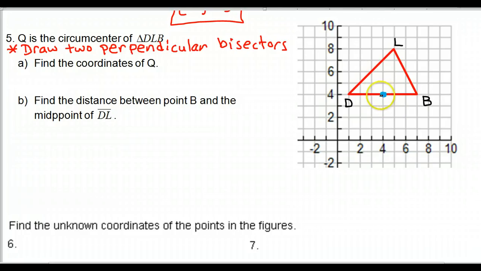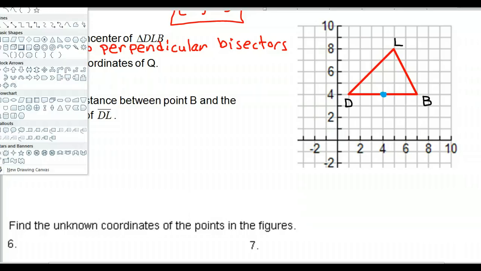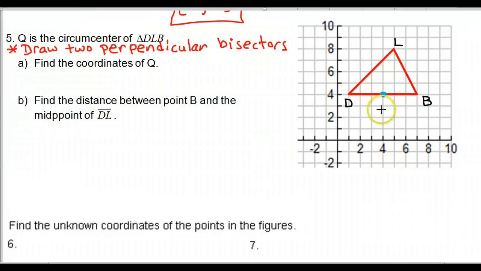Hopefully this one is easy. So we found our midpoint. Since this is horizontal, a perpendicular line will simply be vertical. So let's go ahead and just draw a vertical line. Okay, so this is one perpendicular bisector right there.